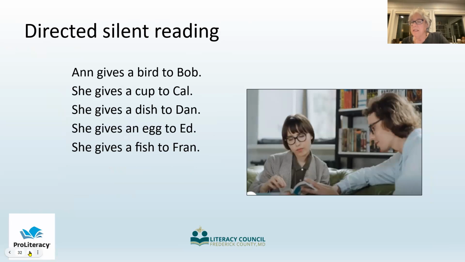Directed silent reading is an activity that involves asking a question ahead of time so that your student is looking for the answer as he reads. This technique can be used at any time with any text your student is reading, and no matter what their reading level. The example here is very simple beginning reading material.